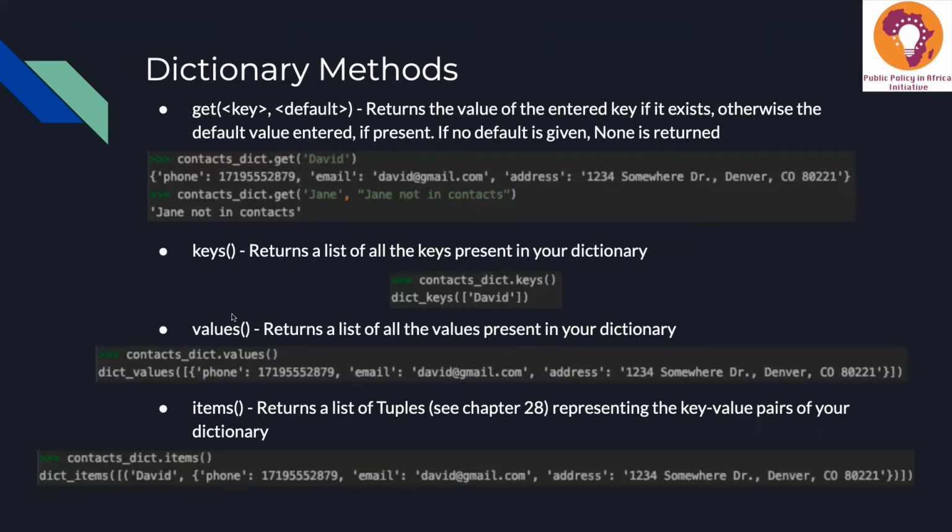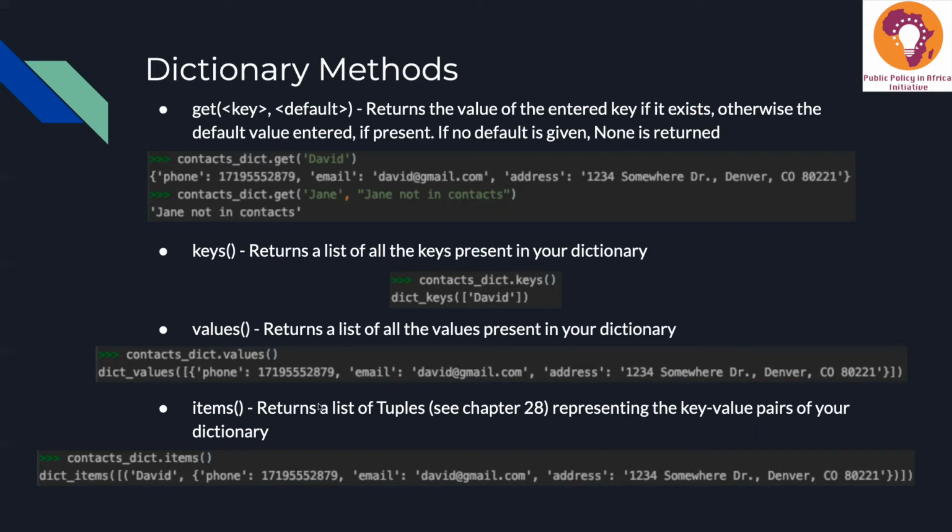So values is another method. Values returns a list of all the values present in your dictionary. So in this particular case, I want to do contacts dict.values. Remember, key value pairs: the keys are the part before the colon, the values are the part after the colon. So I do contacts dict.values, and this returns a list, and within that list are the values from the dictionary. And remember, in my contacts dict, the value was another dictionary itself, so that's why we see a dictionary in this nested list in there.